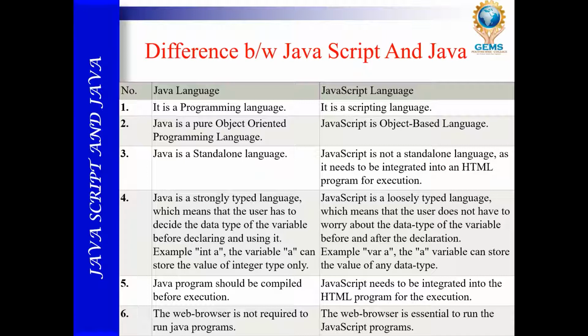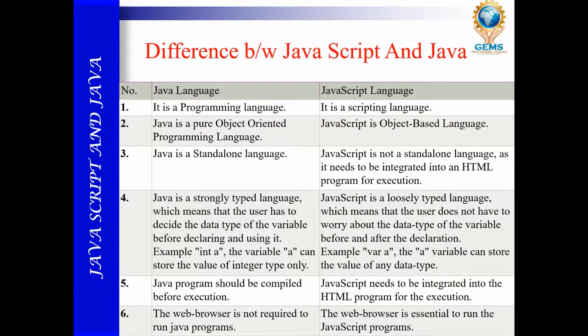Why? Which means that the user does not have to worry about the data type of the variable before and after the declaration. For example, a variable can store a value of any data type. In Java, once you declare int a, it should be an integer. It should not be an alphabet, and it should not be a float or fraction value. But in JavaScript, it is not like that. Once we declare a variable, it may hold an integer, a float value, or a char value. We can take any data type. I hope you understand this point.